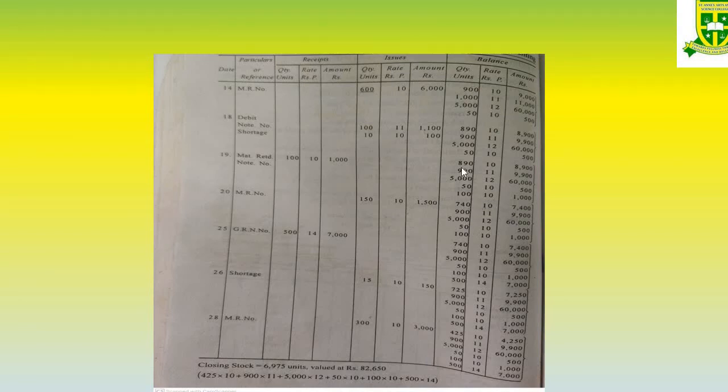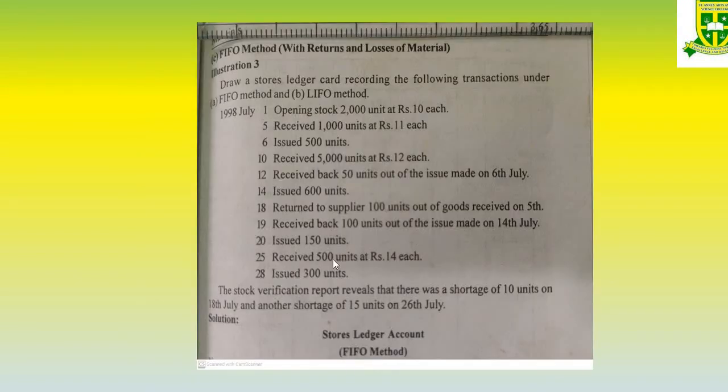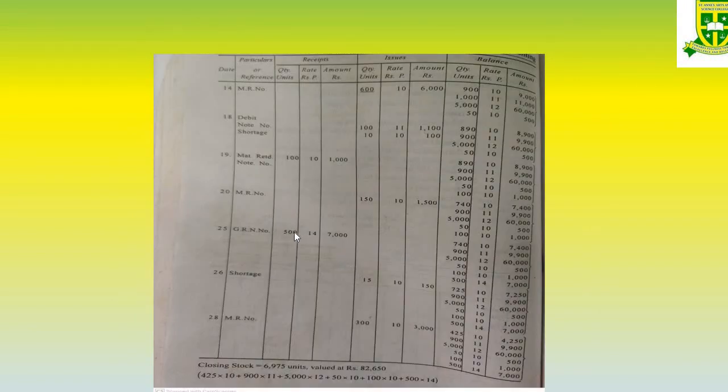The others I have not made any change, so repeat them again. Then on 25th, we are receiving 500 units at 14 each. So we are receiving into the concern 500. What rate are you getting? 14. The total is 7,000. So repeat the 5 items again, and just add this as the last item.